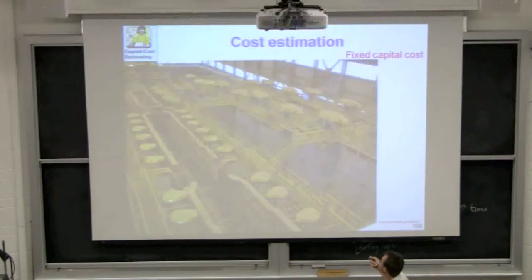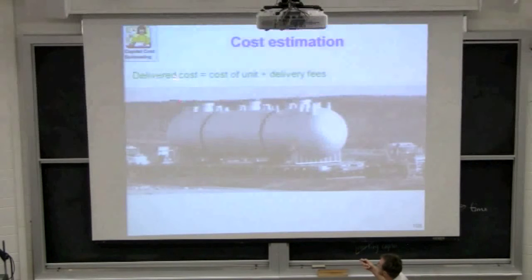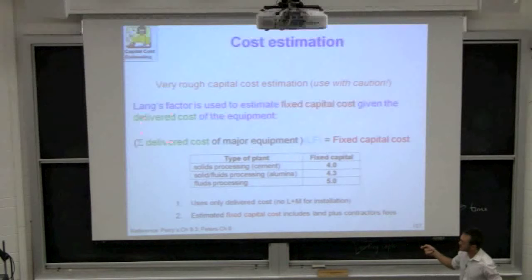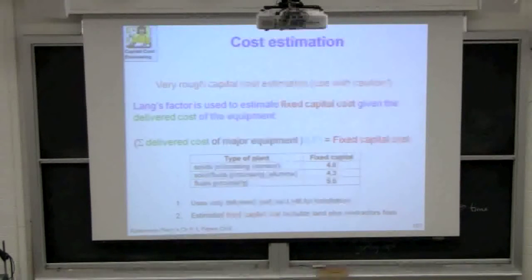So is there a way that we can relate delivery cost to fixed capital cost? Well, there it is over here. If you take your delivery cost of the equipment and multiply it by a number that's 4, you get your fixed capital cost. Okay? Think about that interpretation as well. If you're spending $1 million on a piece of equipment, just to deliver the equipment and the cost of the equipment itself, by the time that equipment's up and running, you actually have to spend $4 million.